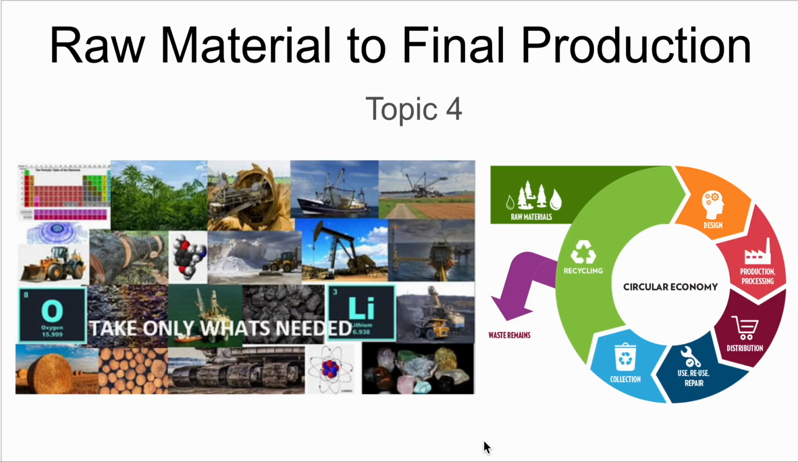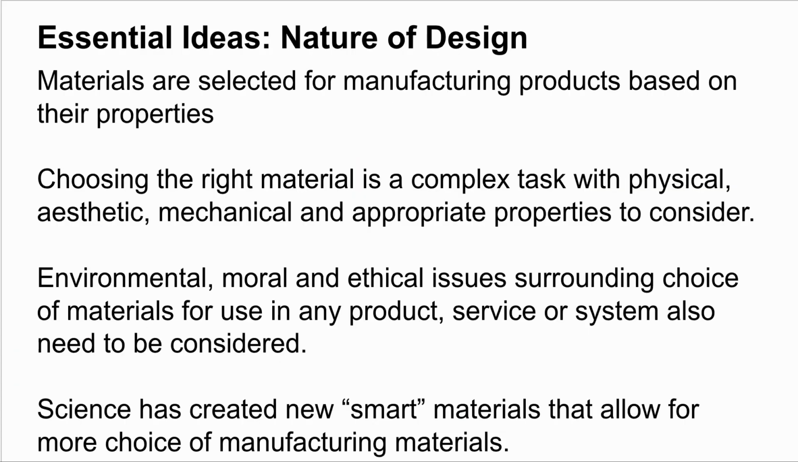Hi, this is a multi-part recorded lecture for the DP-DT Topic 4 Raw Materials to Final Productions, Topic 4.1, where we're looking at physical properties and mechanical properties of materials. So our essential ideas here are that the materials that we select for manufacturing products need to be based on their properties, and choosing the right material is a complex task with physical, aesthetic, mechanical, and appropriate properties to be considered.